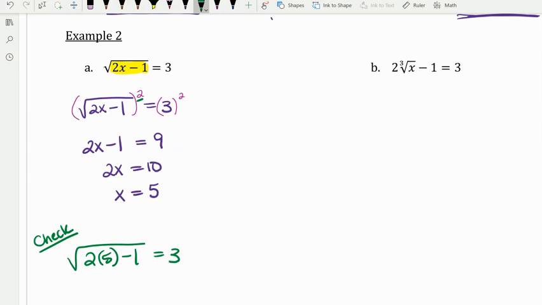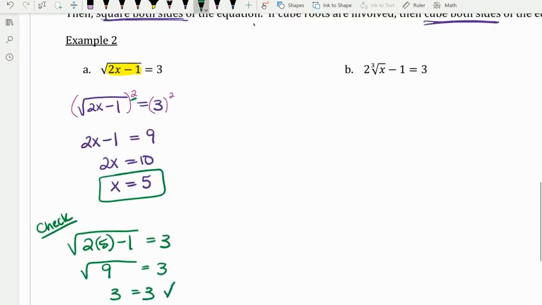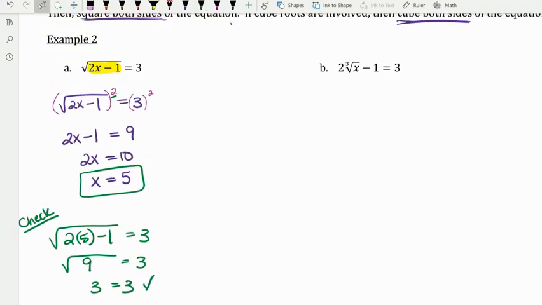So I'm going to plug in the 5. That would be 10 minus 1, so that's 9. And the square root of 9 is 3. So this checks out, and our answer works. Okay. All right, same thing on our cube root over here.